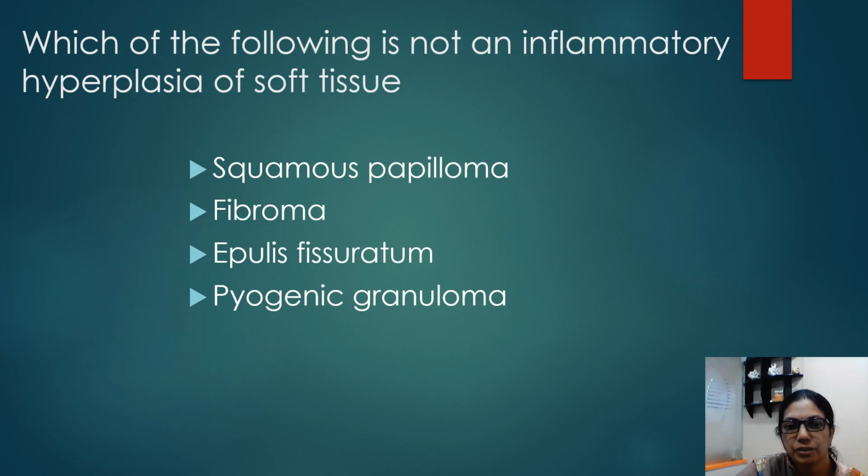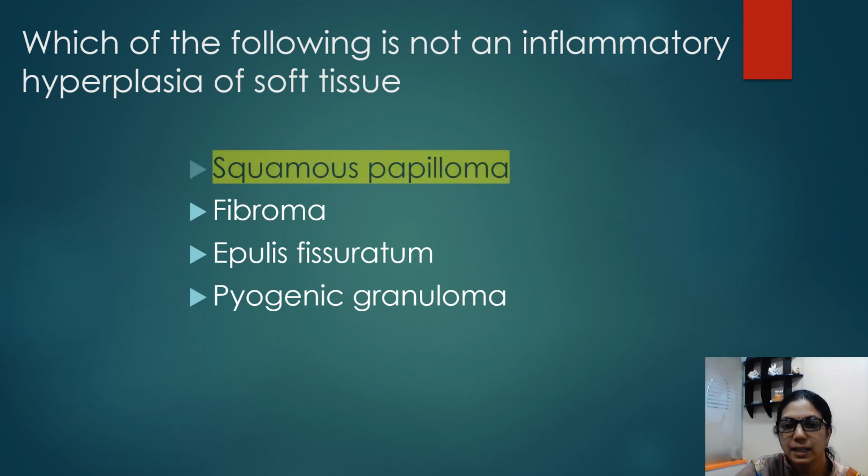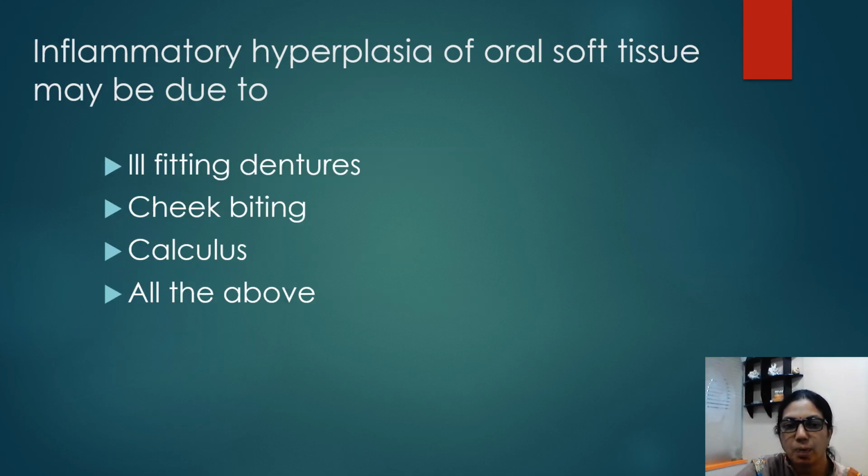Next question. Which of the following is not an inflammatory hyperplasia of soft tissue? Again, we discussed this previously. Squamous papilloma, or fibroma, or epulis fissuratum, or pyogenic granuloma. Among these, which is not just an inflammatory hyperplasia? The answer is again squamous papilloma, which is caused by HPV, that is, human papilloma virus.